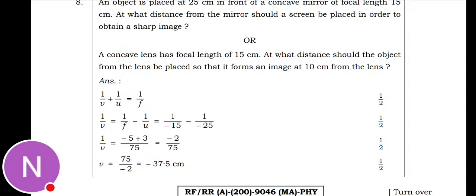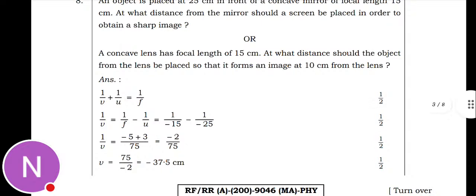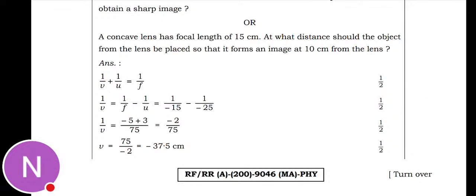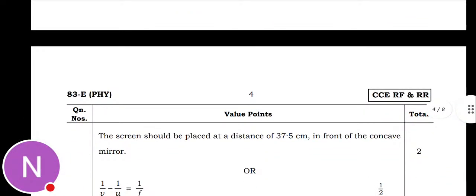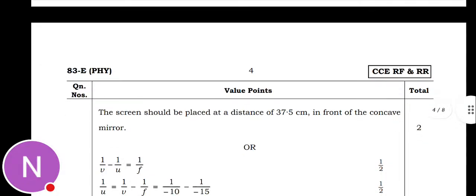So minus 5 plus 3 by 15 into 5, so 15 into 5 is 75, that is equal to minus 2 by 75. So v is equal to 75 by minus 2, that is equal to minus 37.5 centimeter is the answer. Therefore, the screen should be placed at a distance of 37.5 centimeter in front of the concave mirror.